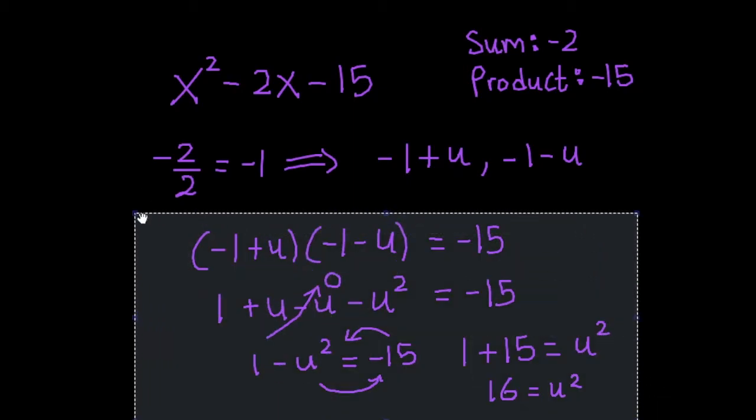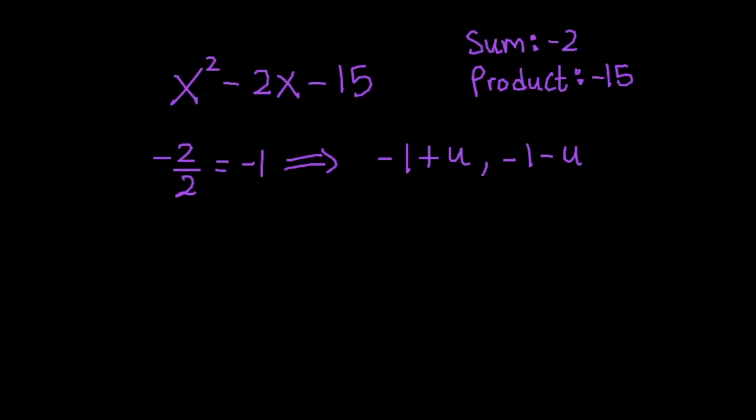And 16 is equal to u squared. Let's not forget that. So what two numbers do I square to get 16? Well, I could square 4, because 4 times 4 is 16. And I also could square negative 4, because negative 4 times negative 4 is also 16.